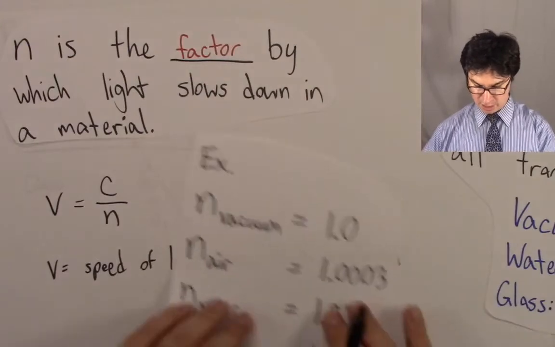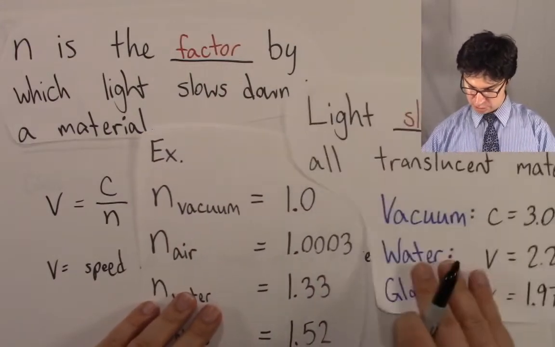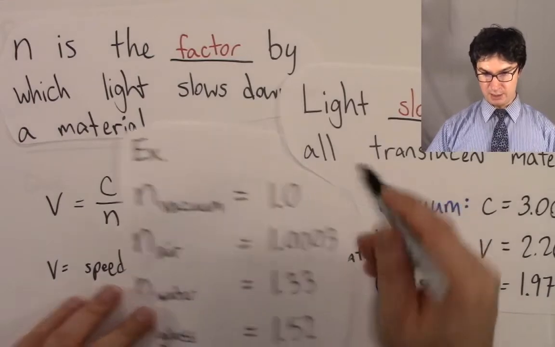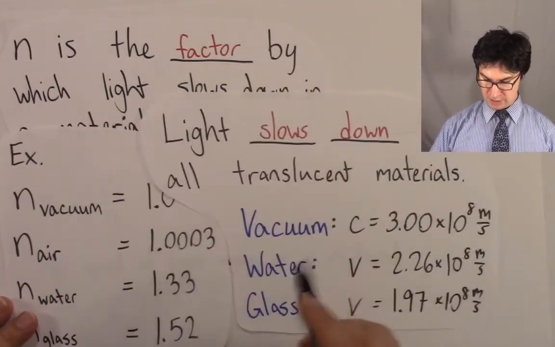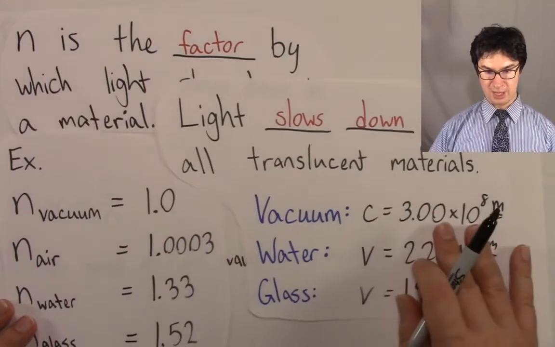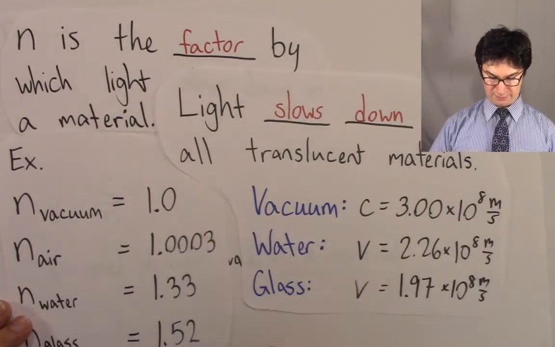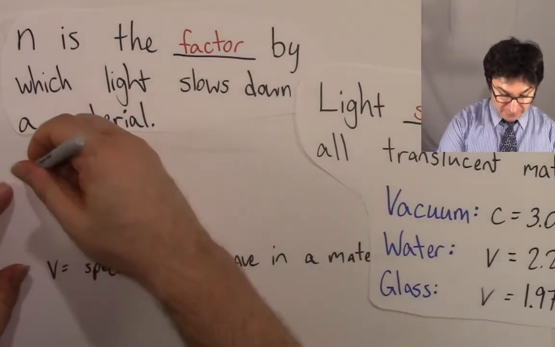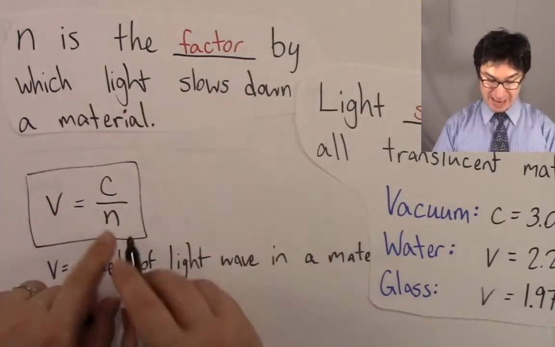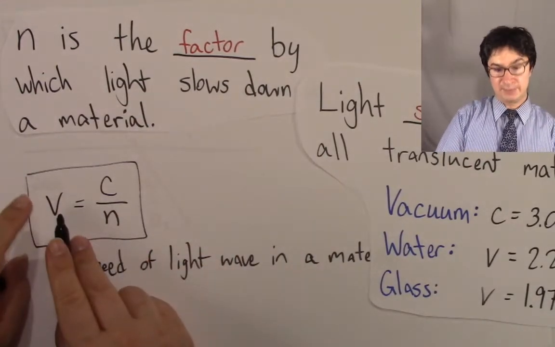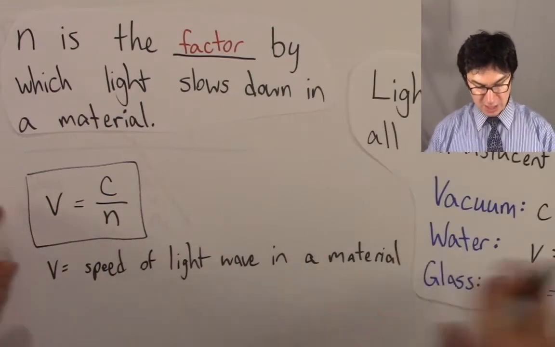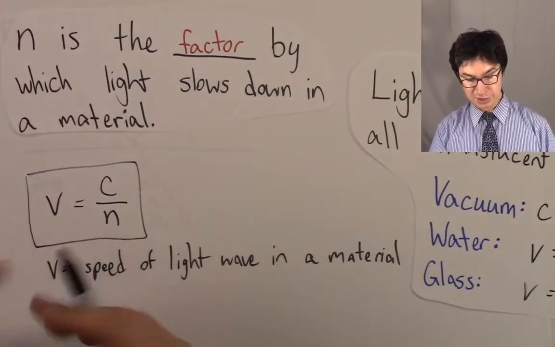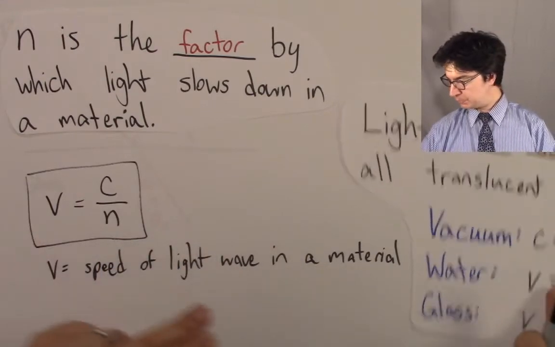We can see that as these indices of refraction got bigger, the speed of light got smaller, okay? And you see that inverse relationship in this equation. As N gets bigger, the speed of light in the material gets smaller, okay? That's the relationship between the index of refraction and the speed of light in that material.